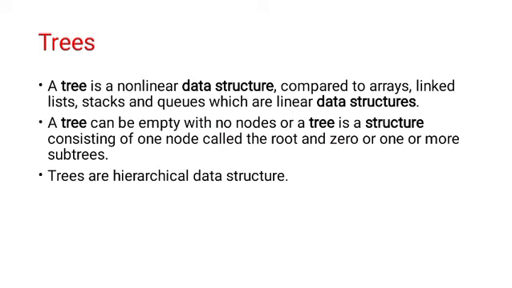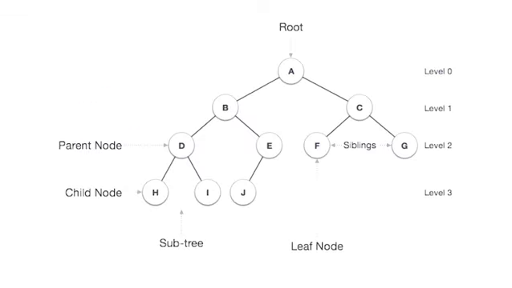Hi all, let's see about the tree ADT. A tree is a non-linear data structure, compared to arrays, linked lists, stacks and queues, which are linear data structures. A tree can be empty, or a tree is a structure consisting of one node called the root and zero or one or more subtrees.